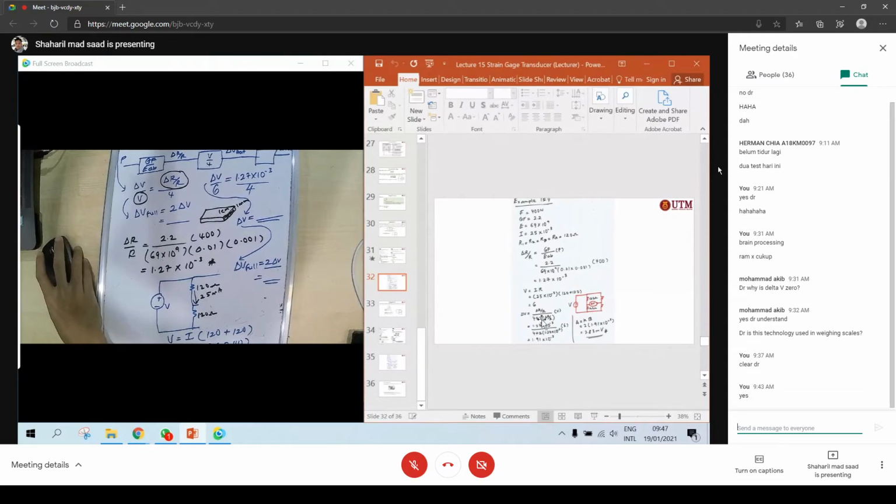So you can use the formula delta R over R divided by 4 plus 2 times delta R over R, but I don't like to use this long formula. So we just use the simple one, delta R over R divided by 4, because 2 times delta R over R will give you a very small value.